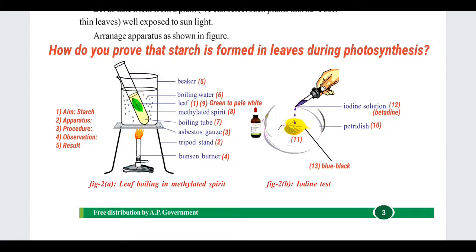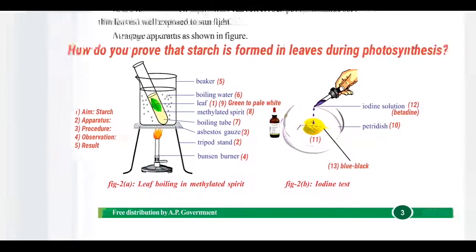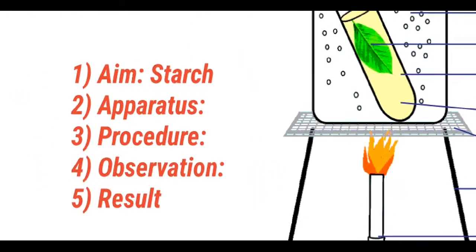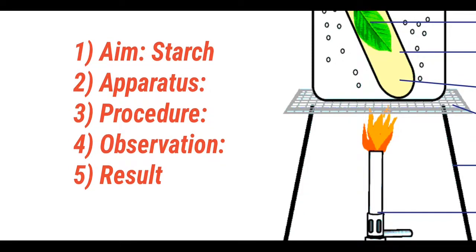Then, starch is formed in leaves during photosynthesis, you know the diagram. You draw this diagram first of all. In the middle of the page, you draw the diagram and label the parts. The next thing is you divide this answer into 5 headings. First one is aim, second one is apparatus or materials, third one is procedure, fourth observation, fifth result.